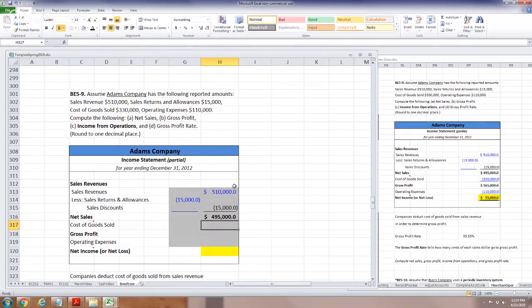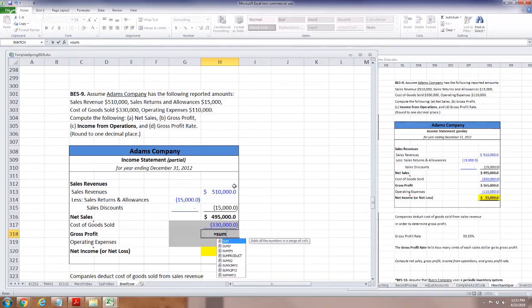Just the initial pieces of this: revenues 510, allowances minus 15,000, discounts were zero. So this was all boilerplate. We've done this numerous times, just net sales, the combination of those. Then cost of goods sold, minus 330,000. Profit from those two is 165,000, and then net operating expenses.